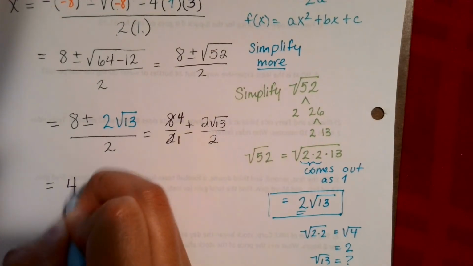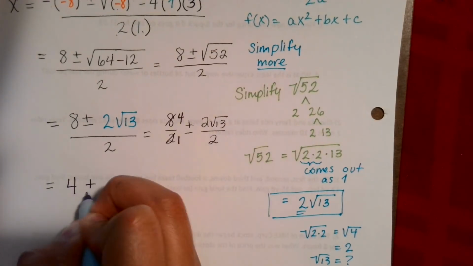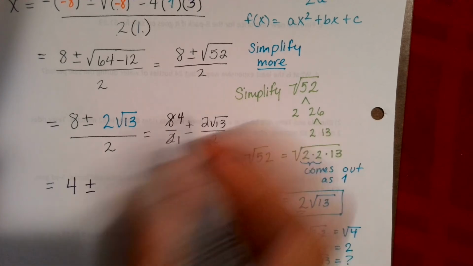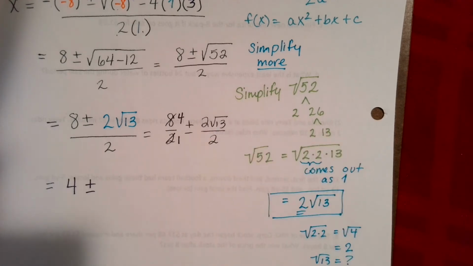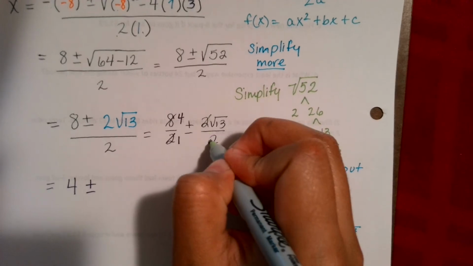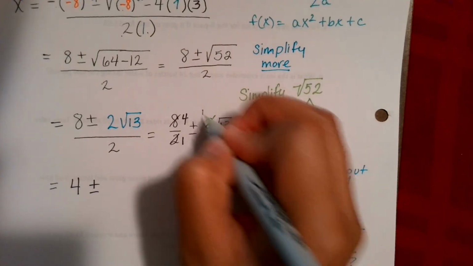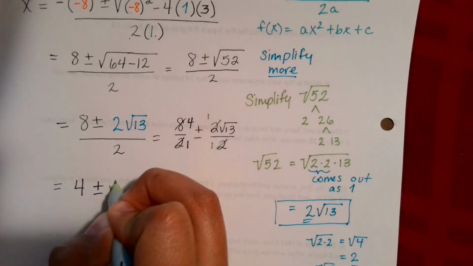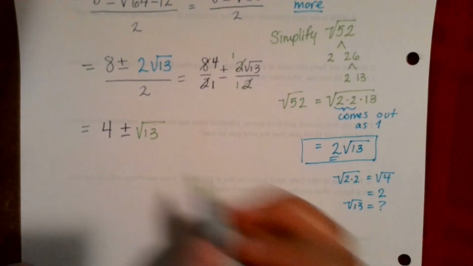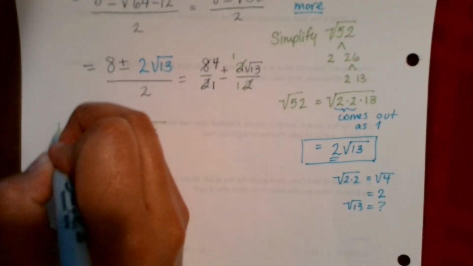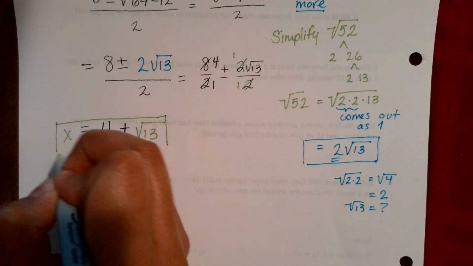So this is just 4 plus or minus 2 divided by 2, because they're both on the outside of the square root, is 1. That's 1 and 1. So we just got the square root of 13. So there is my simplified answer, like that.